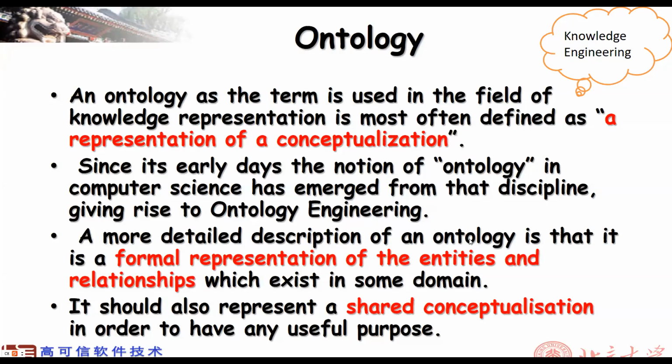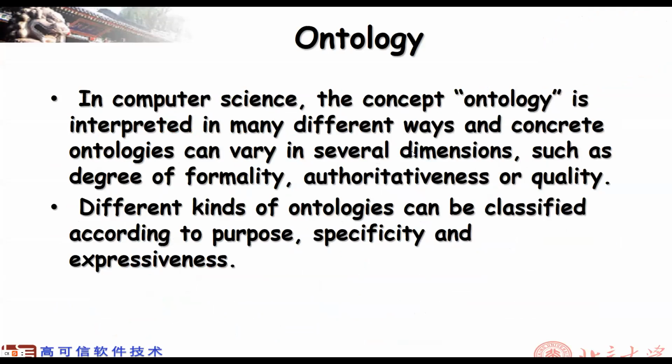And usually for an ontology, we can represent the entities and the relationships which exist in some domain. So according to this, we express our environment model using the ontology. And I want to say more about the ontology because it can be widely used in many domains. It can also represent a shared conceptualization, and this can be reused. The ontology can be interpreted in many different ways, the concrete ontologies can vary in several dimensions, and different kinds of ontologies can be classified.